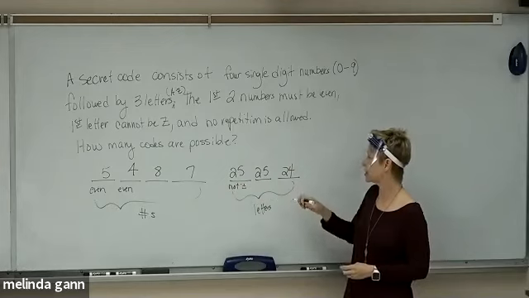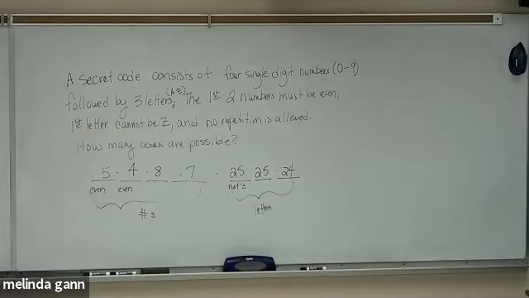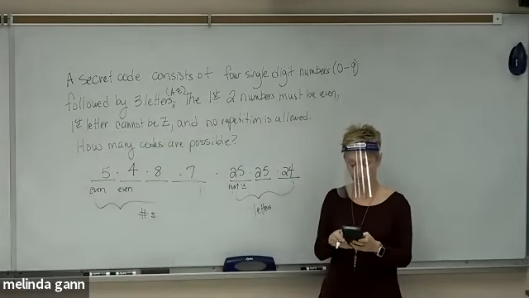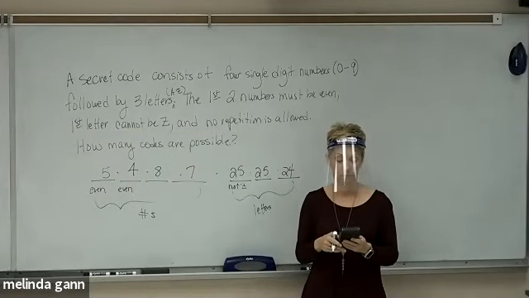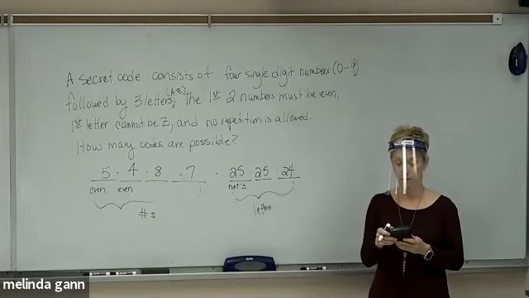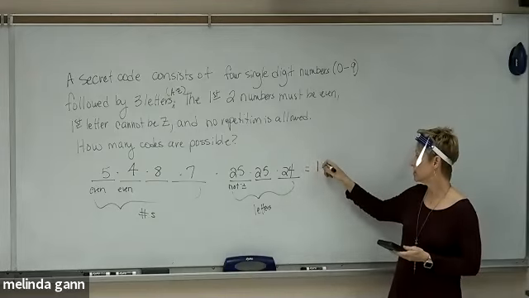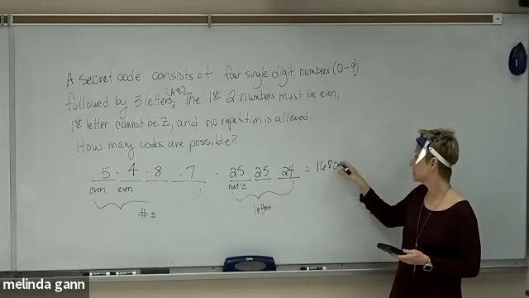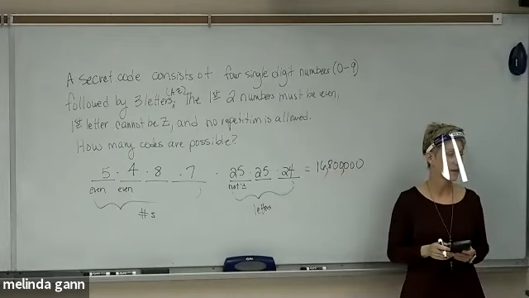So what does the counting principle say I do with all these? All right, so go find me that answer. What are my numbers? 1, 6, 8. How many zeros? 16,800,000.